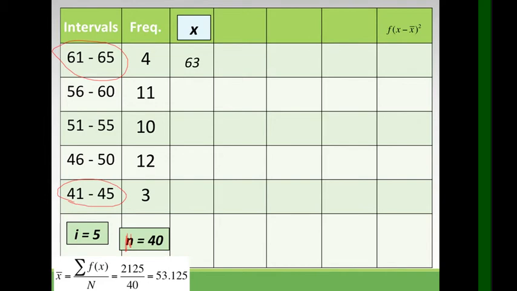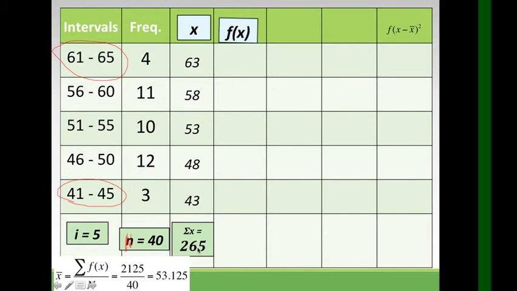Okay? How about 56 to 60? That's 58. Next, 51 to 55, that's 53. Then 46 to 50, that's 48. And 41 to 45, that's 43. Now, pwede rin hindi na natin kunin yung summation, pero for the sake of the discussion, kukunin ko lang yung total. So, yung total is 265. Ang tawag doon ay summation of x or yung tinatawag nilang total of x. So, i-add mo lang yung 63, 58, 53, 48, tsaka 43 para makuha mo yung 265.